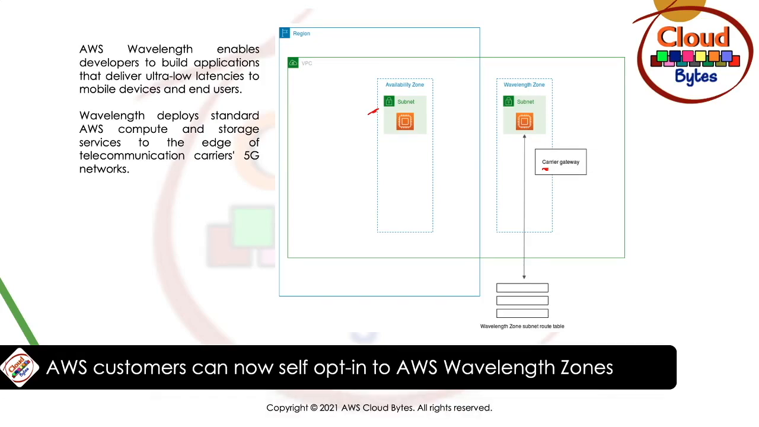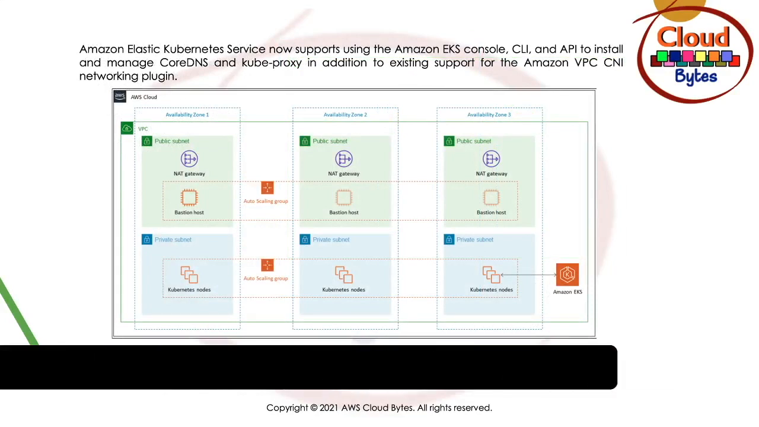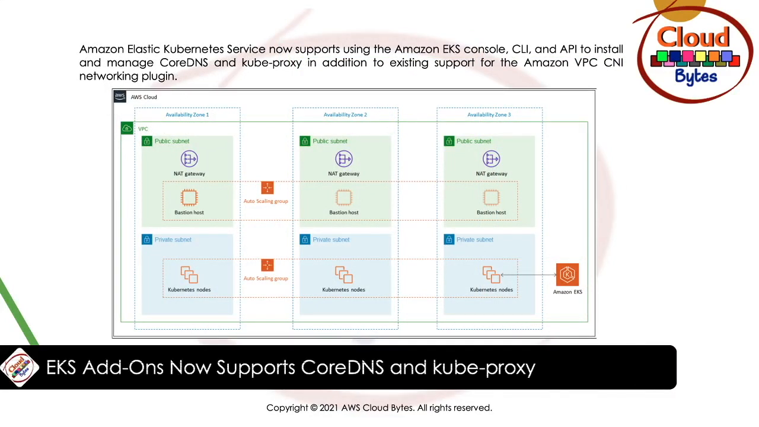Moving on to the next. The next news is related to EKS. Now, EKS add-ons support CoreDNS and kube-proxy. So if you know about EKS, it's the Elastic Kubernetes Service, and it now supports installing and managing CoreDNS and kube-proxy in addition to the existing support for the VPC CNI network plugin.